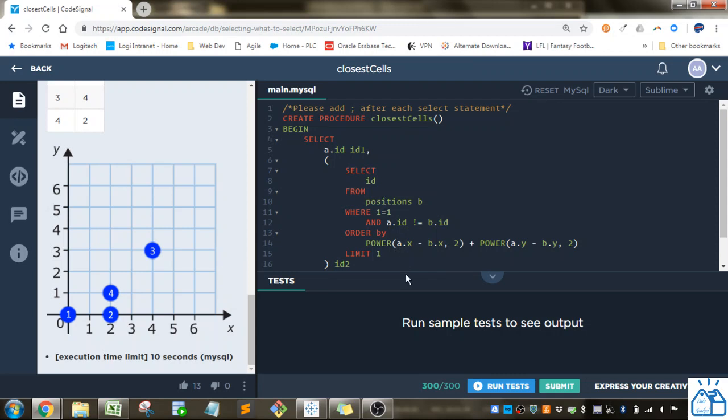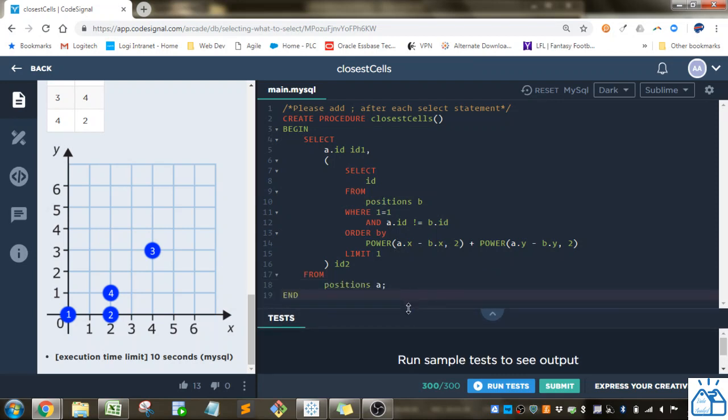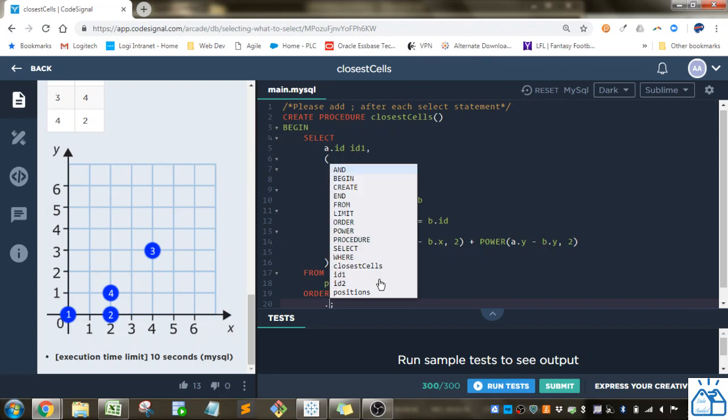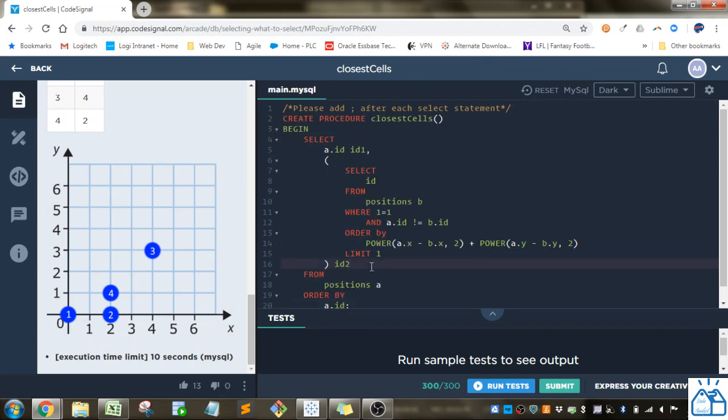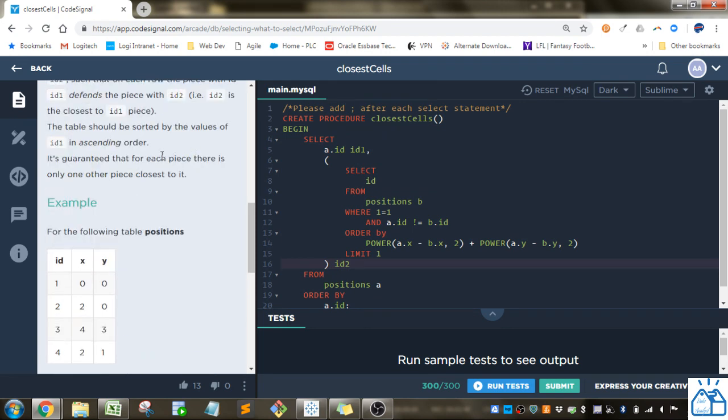So let's go ahead and show you the solution to this. And actually, I'm going to do order by a.id. All right, because they wanted it ordered by values in ID1 ascending.